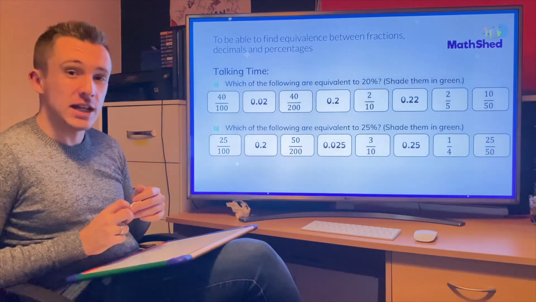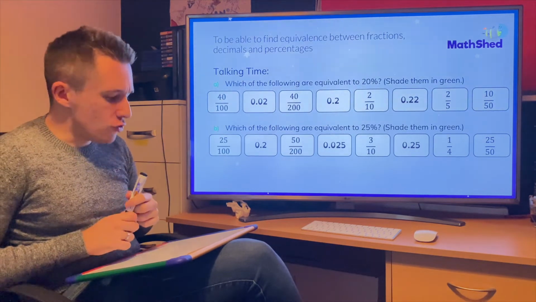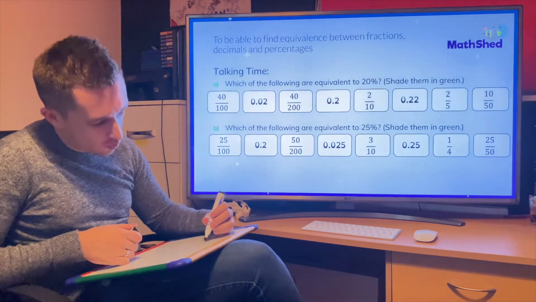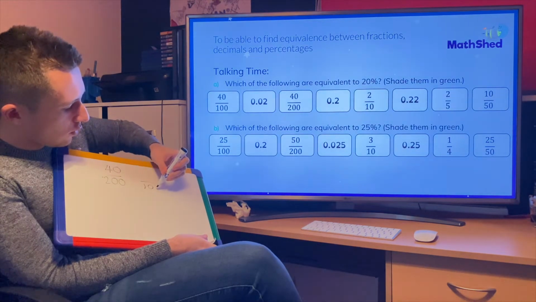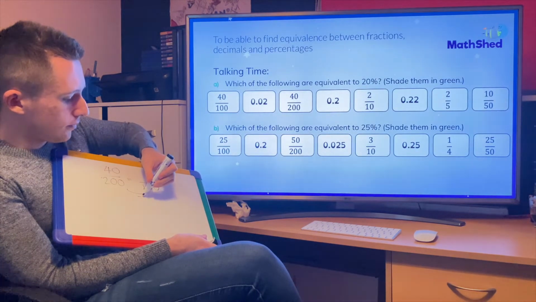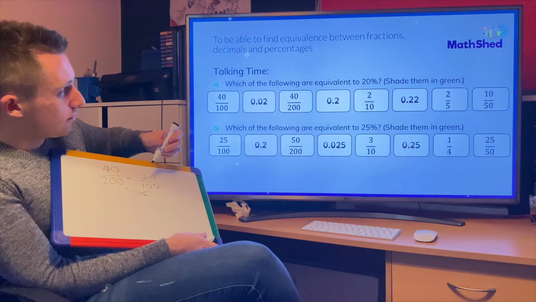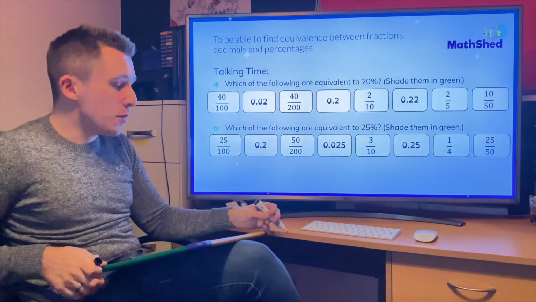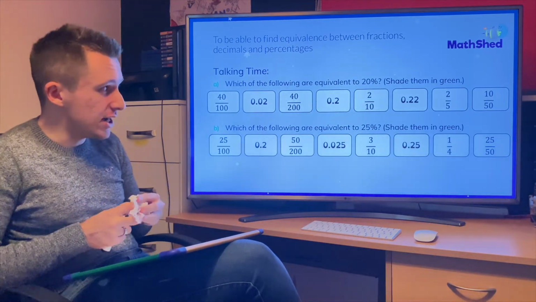0.02, well, that would be 2%, so that's wrong. 40 over 200, well, let's just double check this one, because it's over 200, so I need to make it so it's over 100. I do that by dividing by 2. That would then become 20. Well, that is correct then. So 40 over 200 would be green. 0.2 is the same as 0.20, so that would be green.